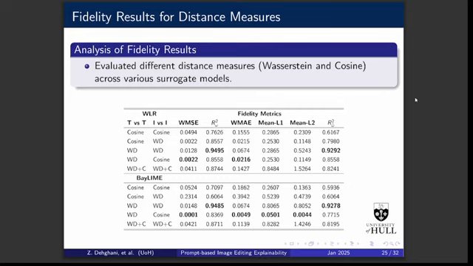Finally, we computed fidelity using different distance measures, including Wasserstein and cosine, across the weighted linear regression and Bayline. The results show that using Wasserstein distance for both image versus image and text versus text comparisons resulted in higher weighted R-squared values, demonstrating better alignment and accuracy in capturing model behavior.